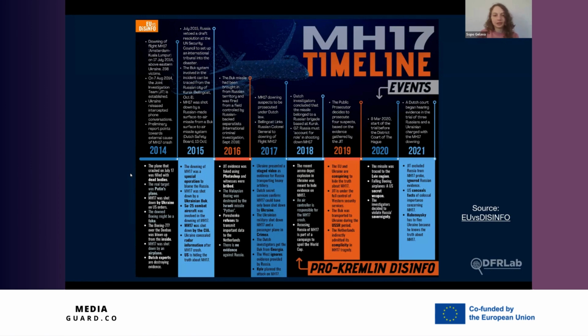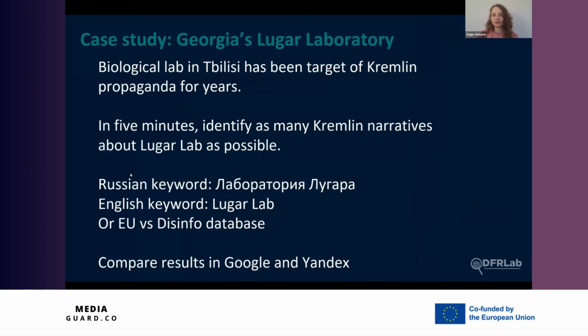Let's pause for a couple of minutes. I'll give you this case study. Let's take about 5 minutes, and the case study is the Georgia Lugar Lab. This is a very famous target of Russian operations and Russian disinformation campaigns in Georgia, and not only in Georgia. For example, after the invasion of Ukraine, and I'm sure before, some biological centers in Ukraine were also targets of Russian propaganda.